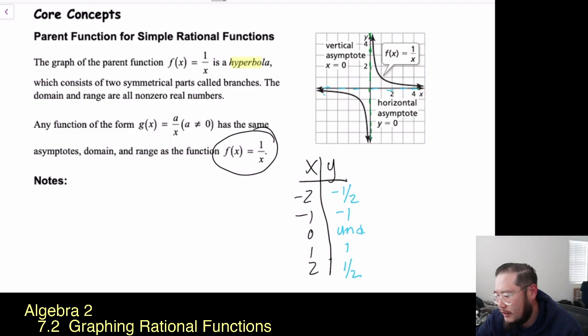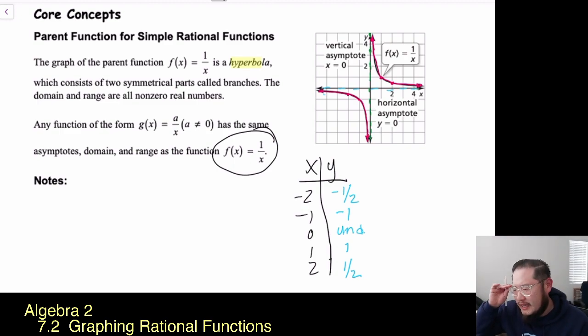At 2 and 1/2. You can see, just based off of that, we can draw in our branch. When I start going to 0, we reach our asymptote, so we're not going to put a point there. Then here at -1, -1, and at -2, we're at -1/2. Remember, these are symmetrical, so you'll notice some of the numbers are the same, except one is positive and the other is negative. And there you go. We have now graphed our hyperbola, which is our rational function.